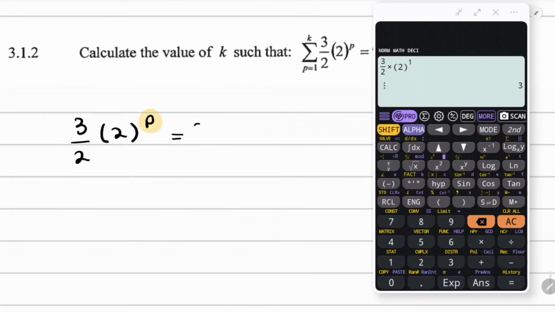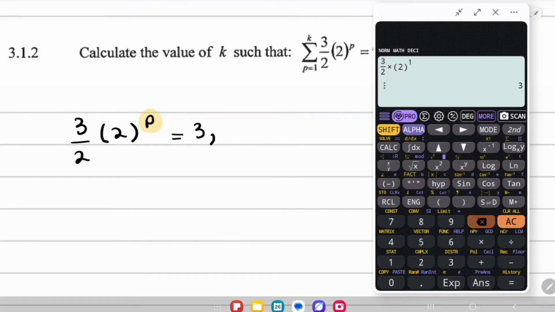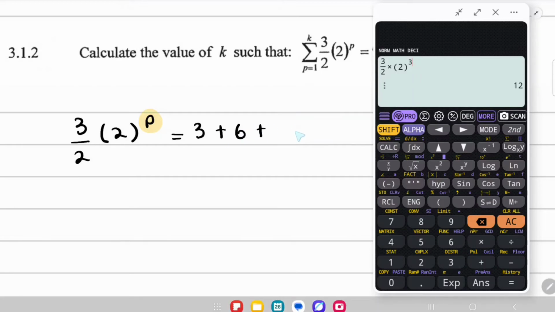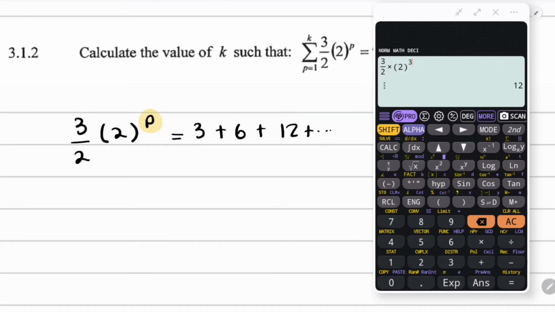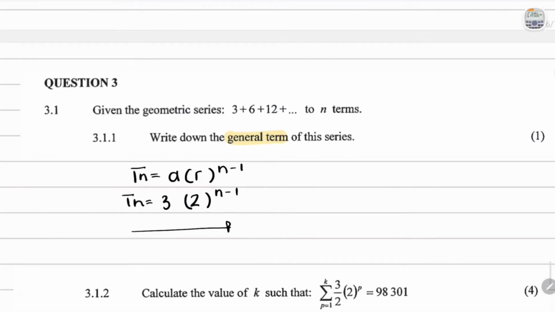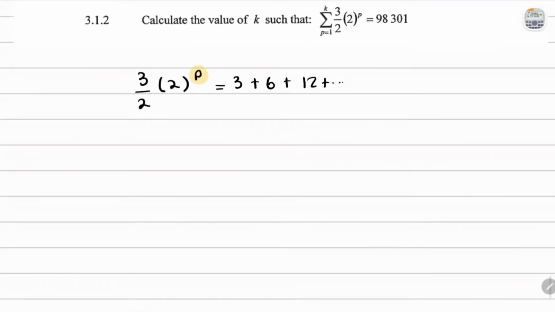So the first term is 3. Second term is 6. And it's a series, so they're really being added. And the third term is 12. Okay, and this keeps going till the kth term. So from this, you can see that it's the same series we have here. So we'll also know that r is equal to 2.